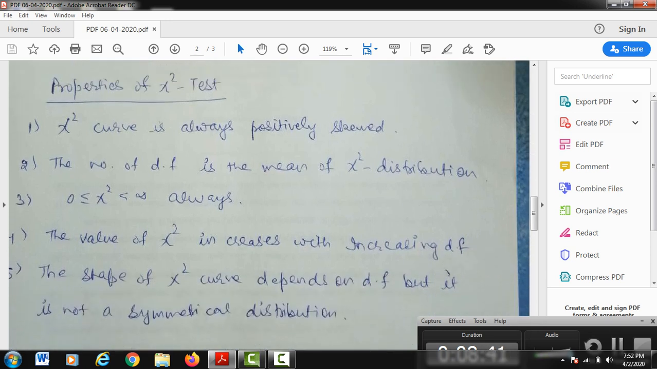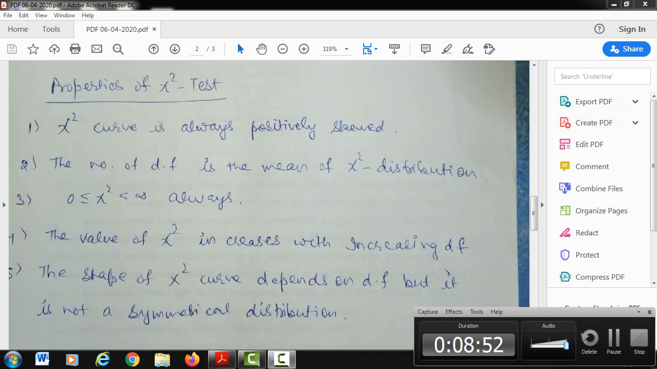Now what are the properties of the chi-square test? You can read the basic properties. The very first is that it is always positively skewed. As I have discussed with you, skewness, positive skewness, negative skewness, it is positively skewed, meaning mean is greater than median, which is greater than mode. The number of degrees of freedom is the mean of the chi-square distribution. Whatever the degree of freedom is, that will be the mean of that chi-square distribution. And the value of chi-square is always positive, it always lies between 0 and infinity.